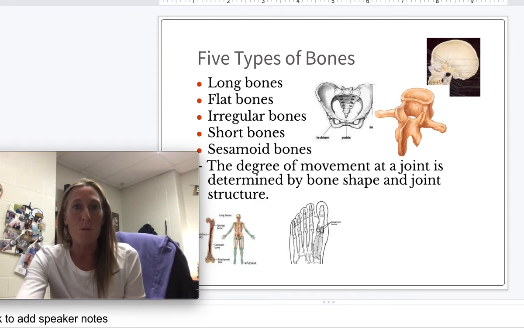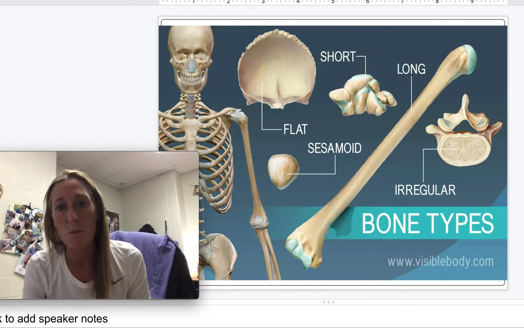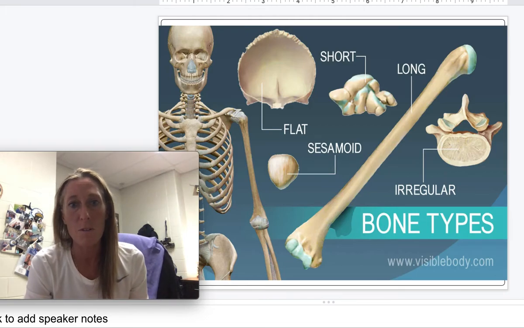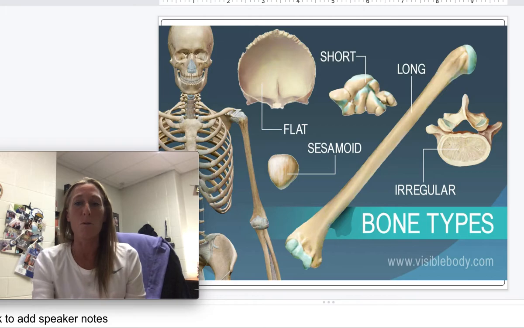There's 5 types of bones. We have long bones. Here's a better picture. Long bones, for example, there's a humerus there. We have short bones. We have flat bones. We have sesamoid bones and irregular bones. Those are the 5 types of bones.